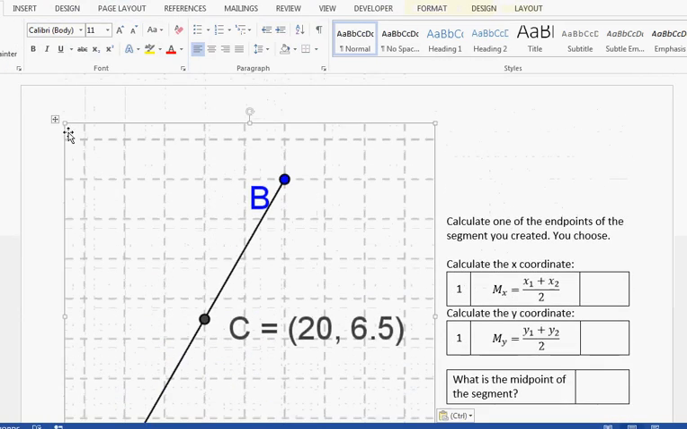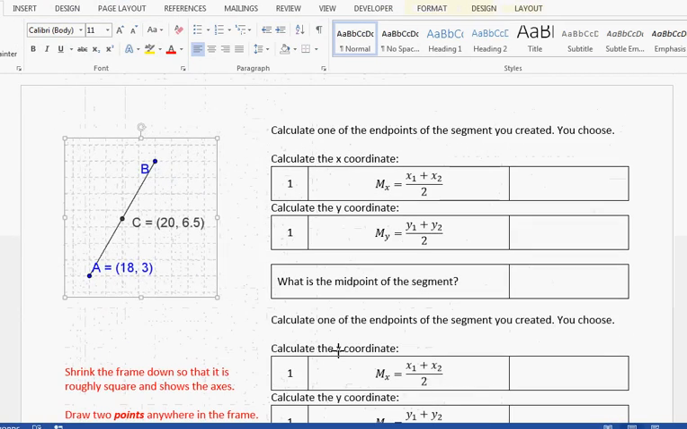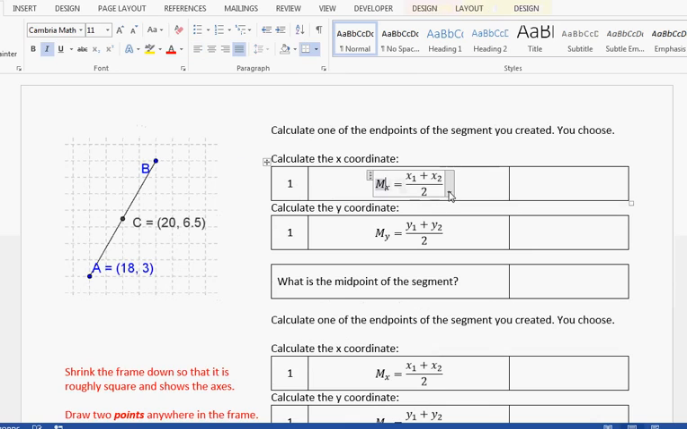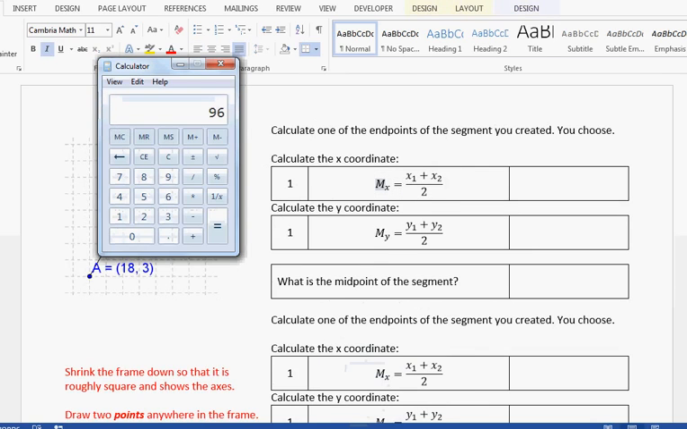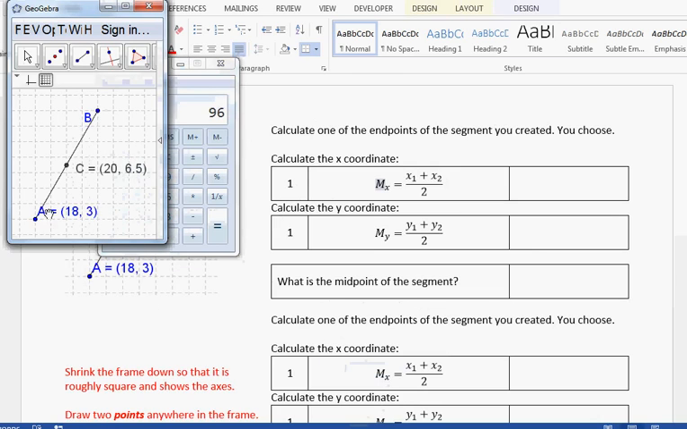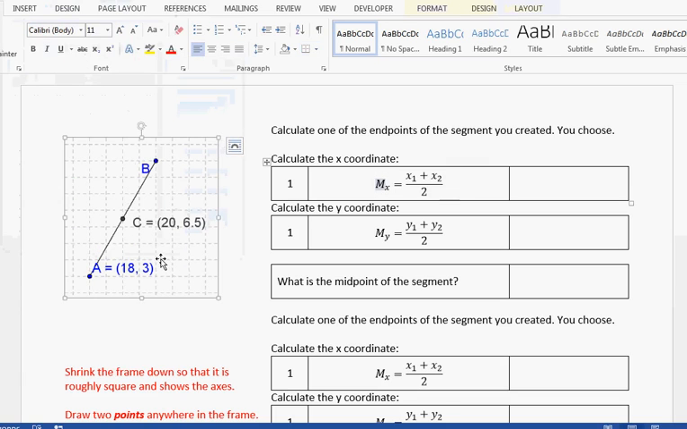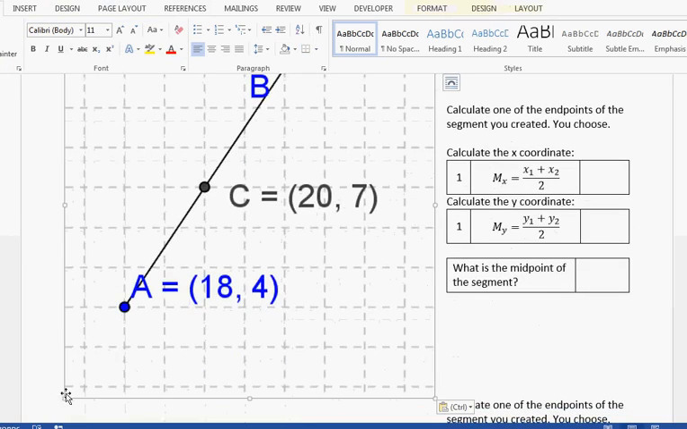There it is. Alright, now, what's different about this one? Whoa. 6.5. That was a mistake. There we go. Just kidding.